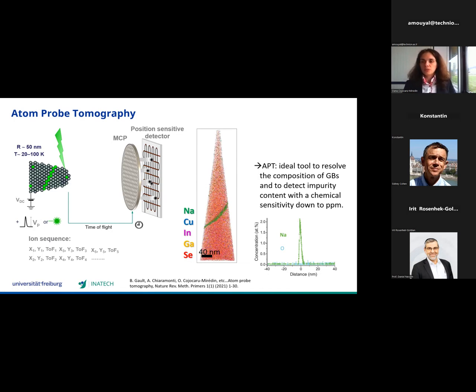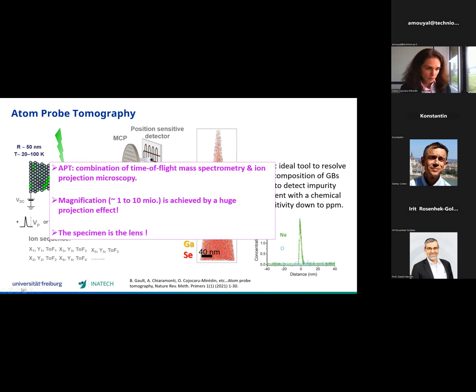So with that, it means that the atom probe tomography is really a very ideal tool to determine the small compositional changes, even at the grain boundaries at the interface, and you can do that down to the ppm level. Okay, let's switch back to the laser pointer.